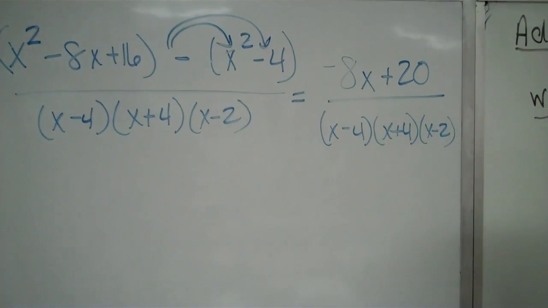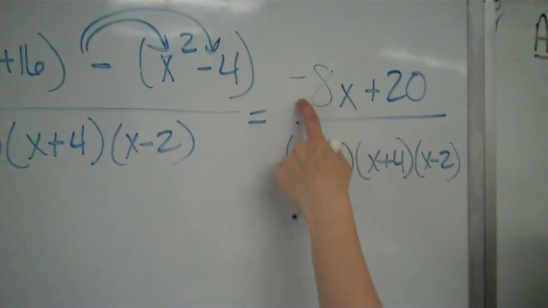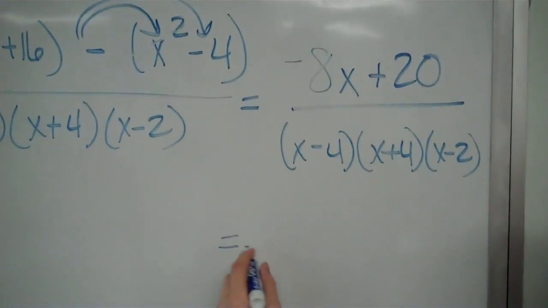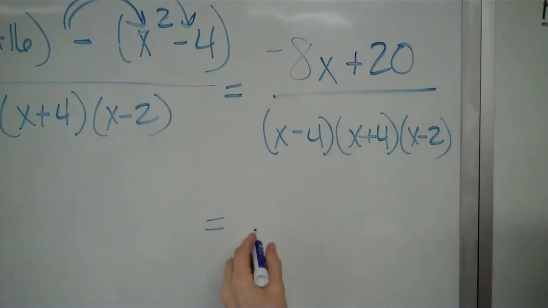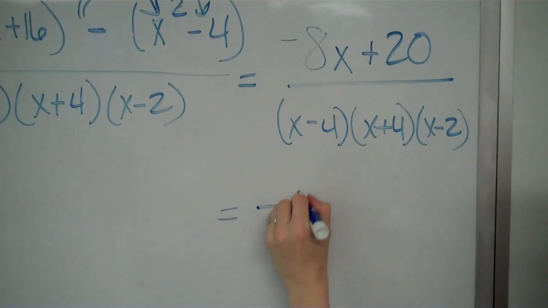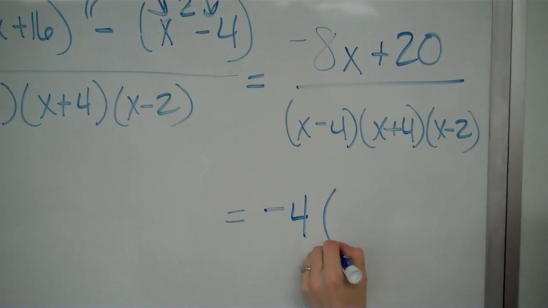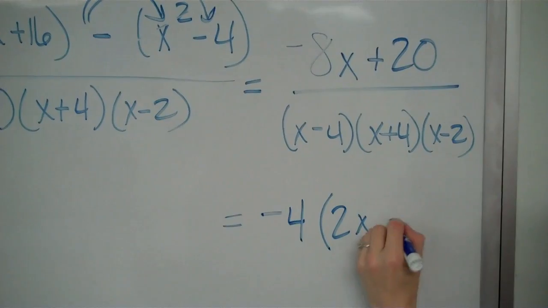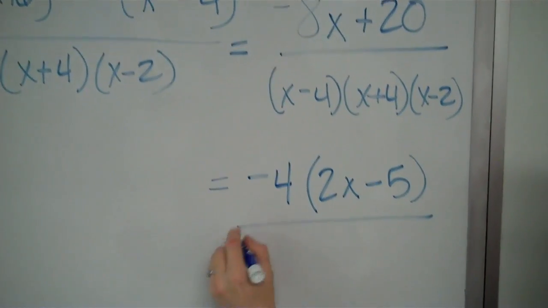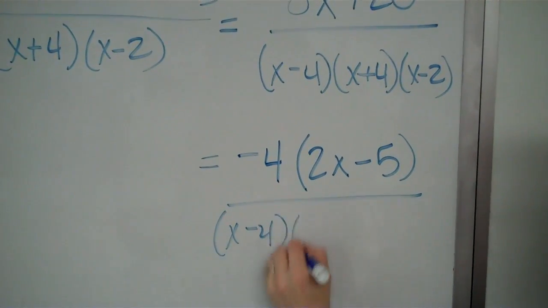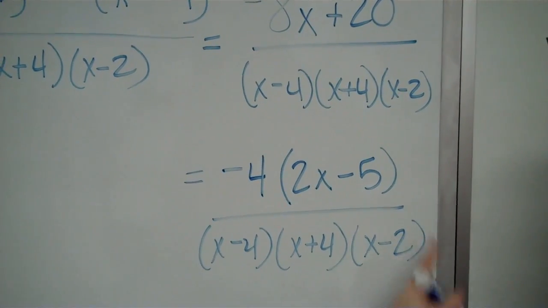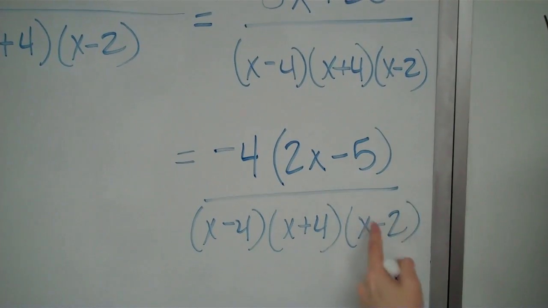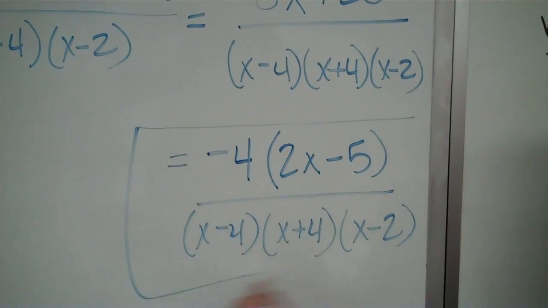So now we're back to where we were on the first day. We've got to factor out our greatest common factors. I know these are all positive x, so I want to factor out a negative. So I'm going to factor out a negative 4, which will give me positive 2x minus 5 over x minus 4, x plus 4, x minus 2. If I look, I don't have any like factors, so that is my final answer.